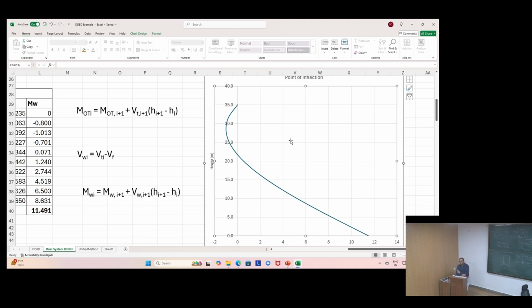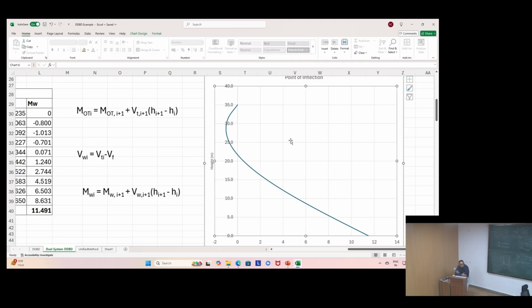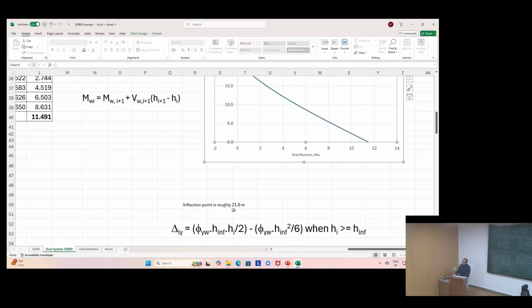Following so far? Is the graph done? Point of inflection, 21.4. Okay, 21.4. So let's change this here. Good.